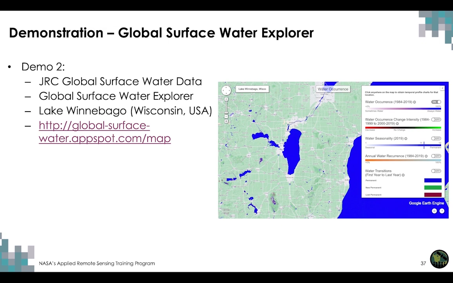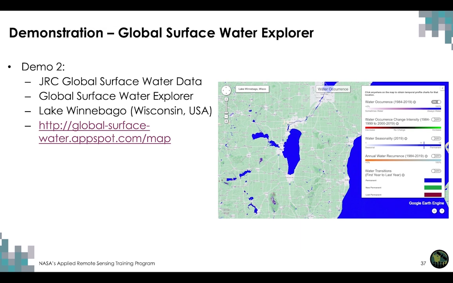In the second demo, we'll showcase the web tool Global Surface Water Explorer, created by the European Commission's Joint Research Center, developed in the framework of the Copernicus program. The web tool maps the location and temporal distribution of water surfaces at the global scale over the past 36 years and provides statistics on the extent and change of those water surfaces. We will use Lake Winnebago in the U.S. state of Wisconsin as our study area, but we'll also use the web tool to explore other parts of the planet as well. Lake Winnebago is a shallow freshwater lake in east central Wisconsin. At 137,700 acres, it is the largest lake entirely within the state.